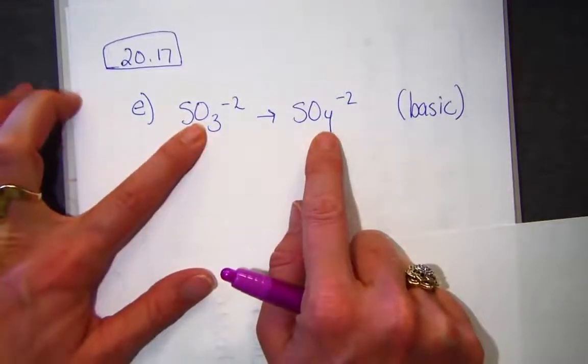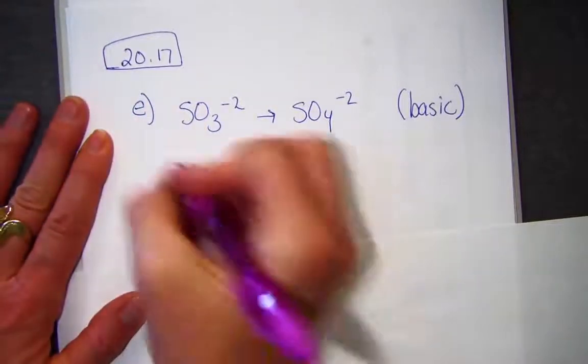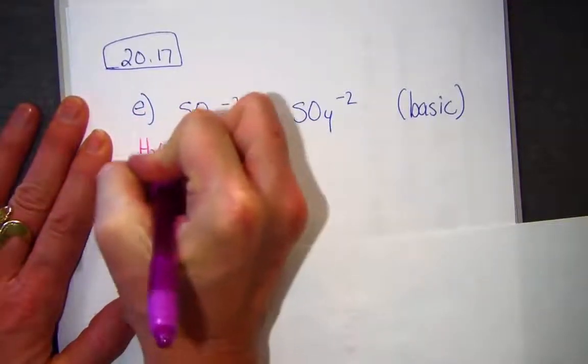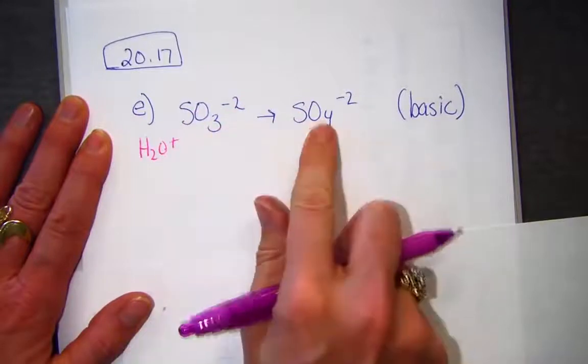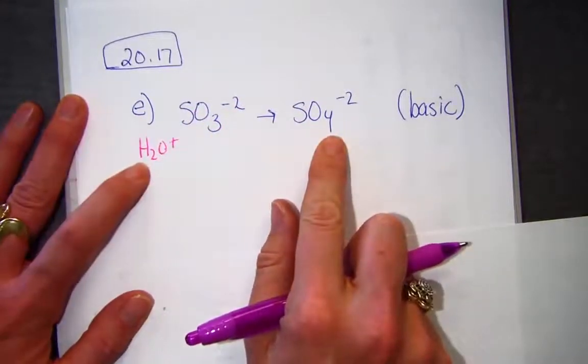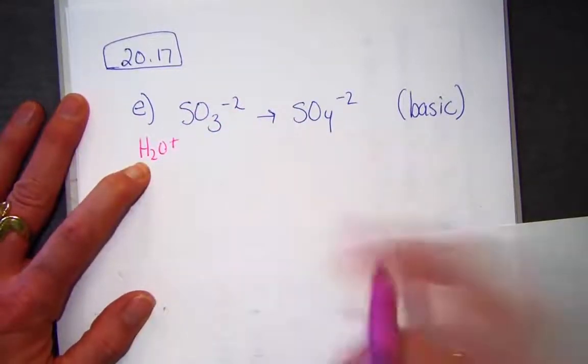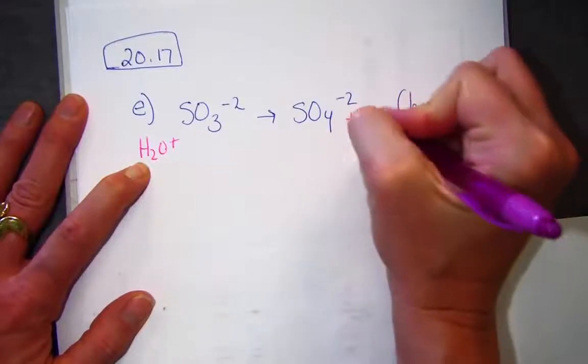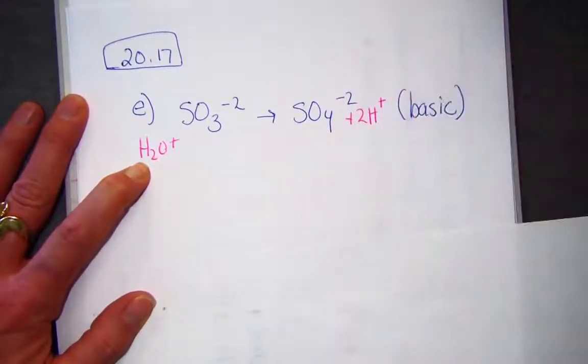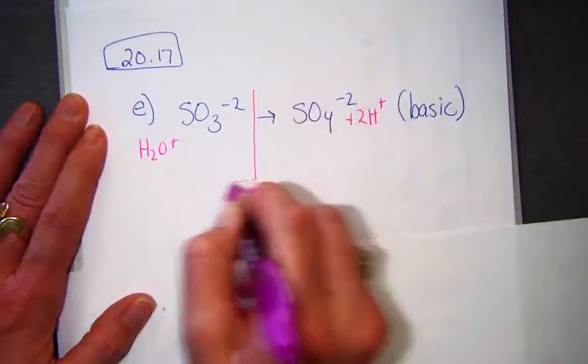But I do notice the oxygens: 3 on the left, 4 on the right. So I saw us add 1 water molecule to repair the number of oxygens. Now that placed 2 hydrogens on the left, so I saw you add 2 positive protons to balance the hydrogens on the right. Then we consider charges.